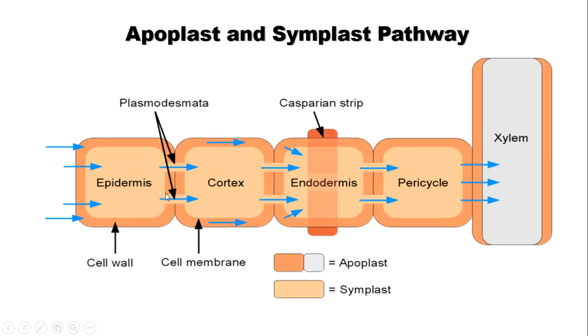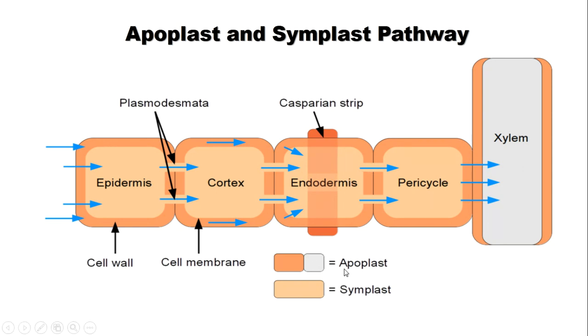These plasmodesmata are the areas where the cell walls are absent, and the protoplasmic contents of the adjacent cells are connected through these plasmodesmata, and the water moves through these plasmodesmata to the cortical cells. From the cortical cells, it moves on to the endodermal cells. From the endodermal cells, it enters the pericycle cells, and then from the pericycle cells, it enters the xylem tissue, from where it is transported to the rest of the plant body.